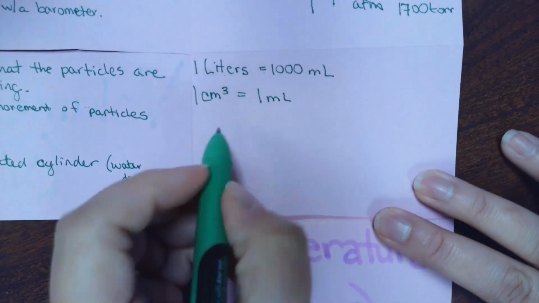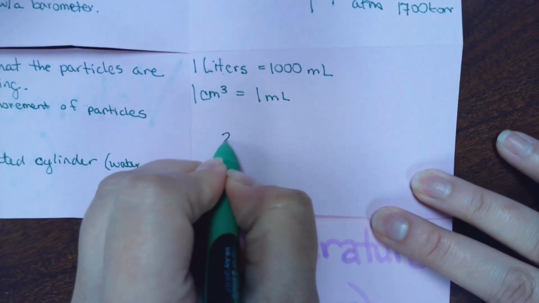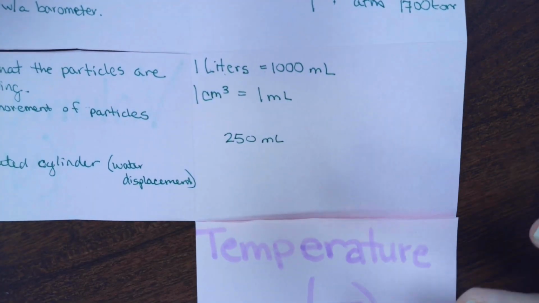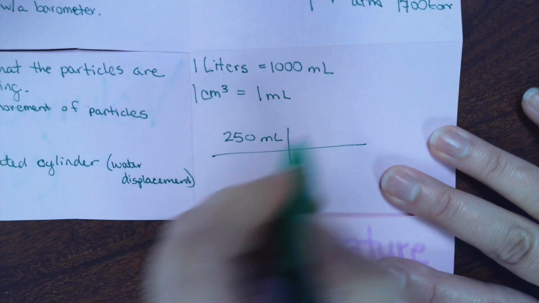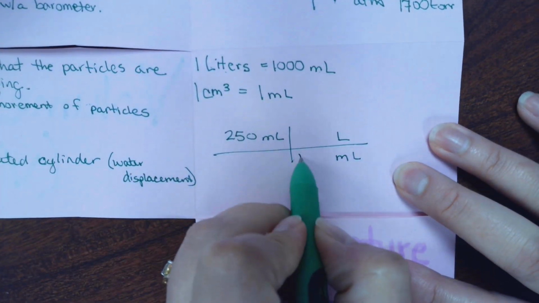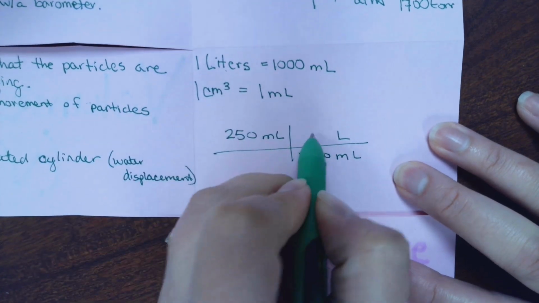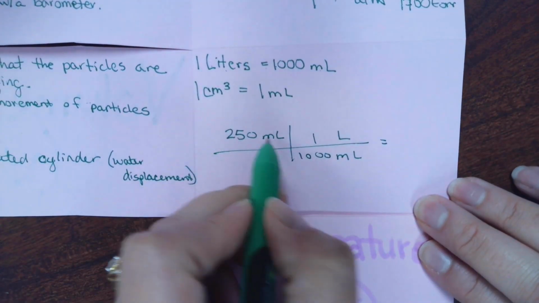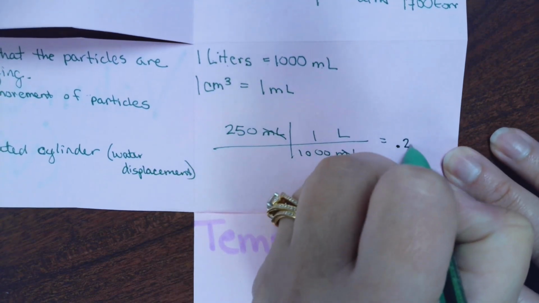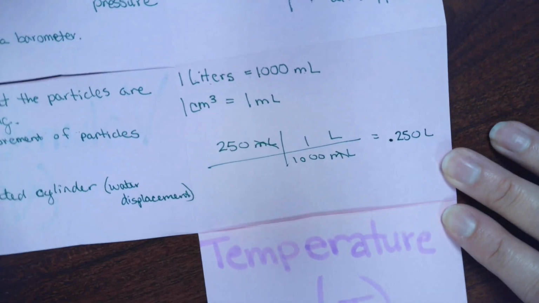So oftentimes we'll say you have 250 milliliters of gas, and we want to convert that to liters. So we're going to use our grid to go from milliliters to liters. There's 1,000 milliliters in every 1 liter. So we would take 250 divided by 1,000, and that gets us 0.250 liters.